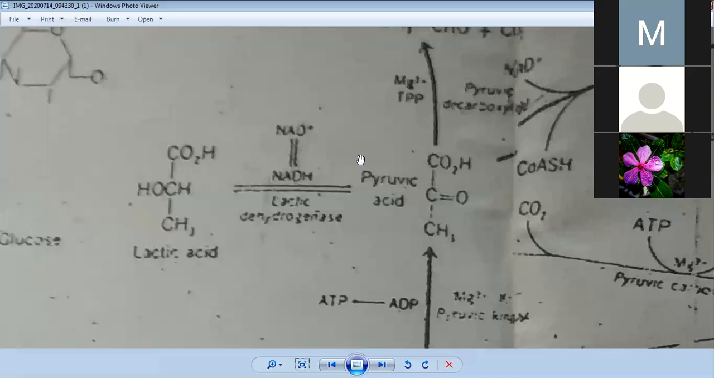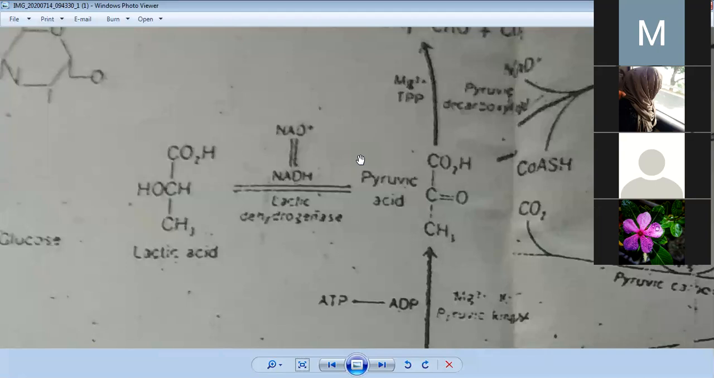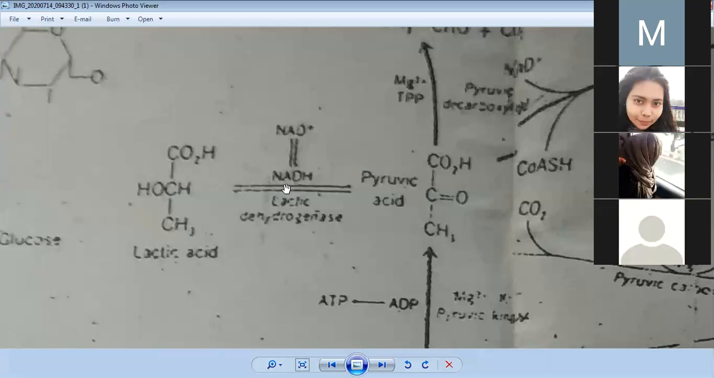Okay, what I said is that in anaerobic condition they need energy to continue the reaction number 5. This is why they produce energy from NADH in anaerobic condition.